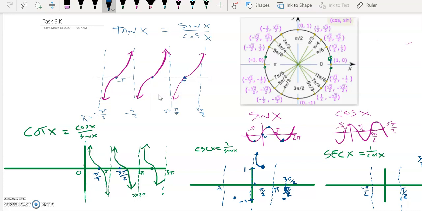What happens as we get close to pi again? Well, sine x is still positive and still tiny. So this thing is going to explode up again. And that's what these graphs do. They make these U's. This one is the same thing, but since sine x is negative, it's going to explode down. And that's what goes on with these graphs.